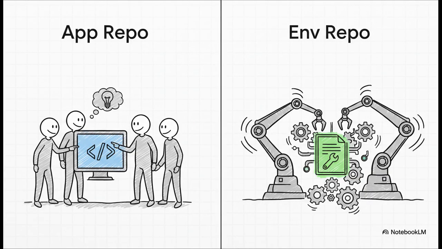Now, to do this like the pros, you separate your world into 2 different repositories. First, you have the app repo. This is for us, the humans. It's where the team writes code. Then you have the environment repo, or env repo. And this one's for the robots. It only holds the deployment configurations, and it gets updated automatically by our pipeline. This separation is absolutely crucial for keeping things stable and under control.